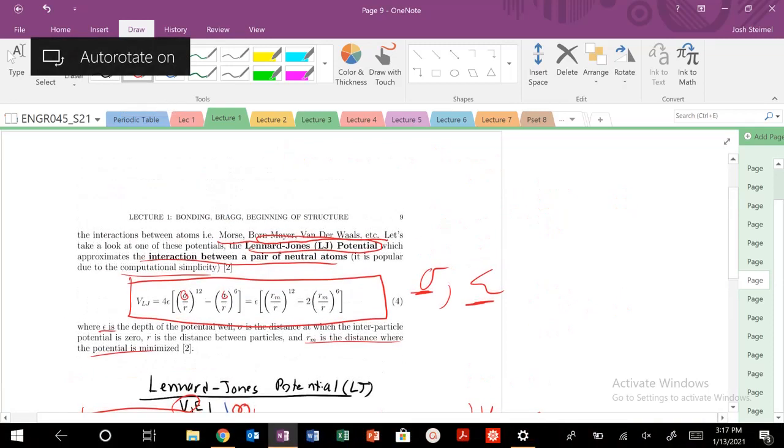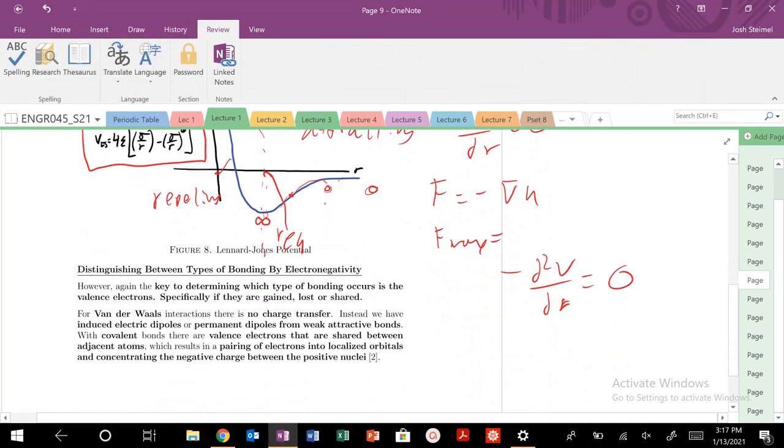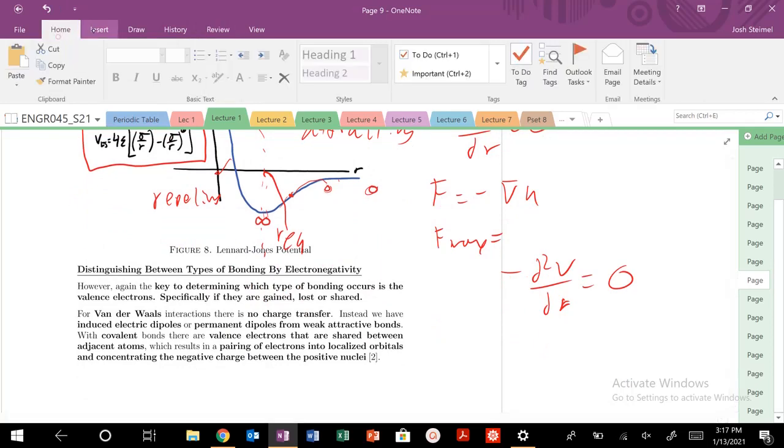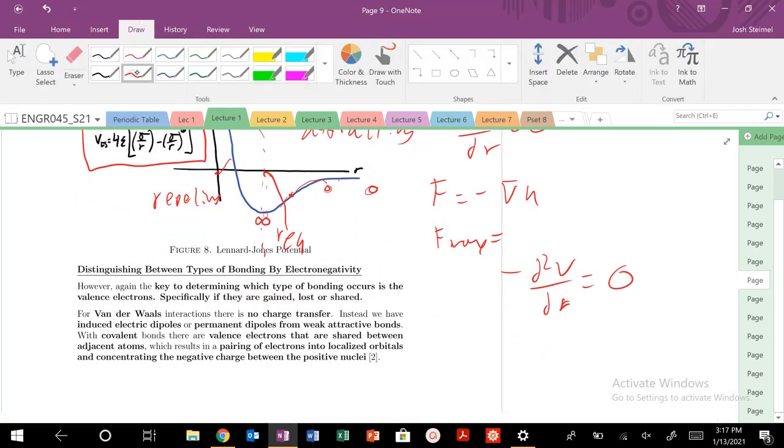to distinguishing between types of intramolecular bonding. So I'm going to go ahead and put a caveat right there. So, types of intramolecular bonding based on electronegativity. Again, key to determining the types of bonding is the valence electrons. So, are they gained, lost, or shared? That's the key aspect here.